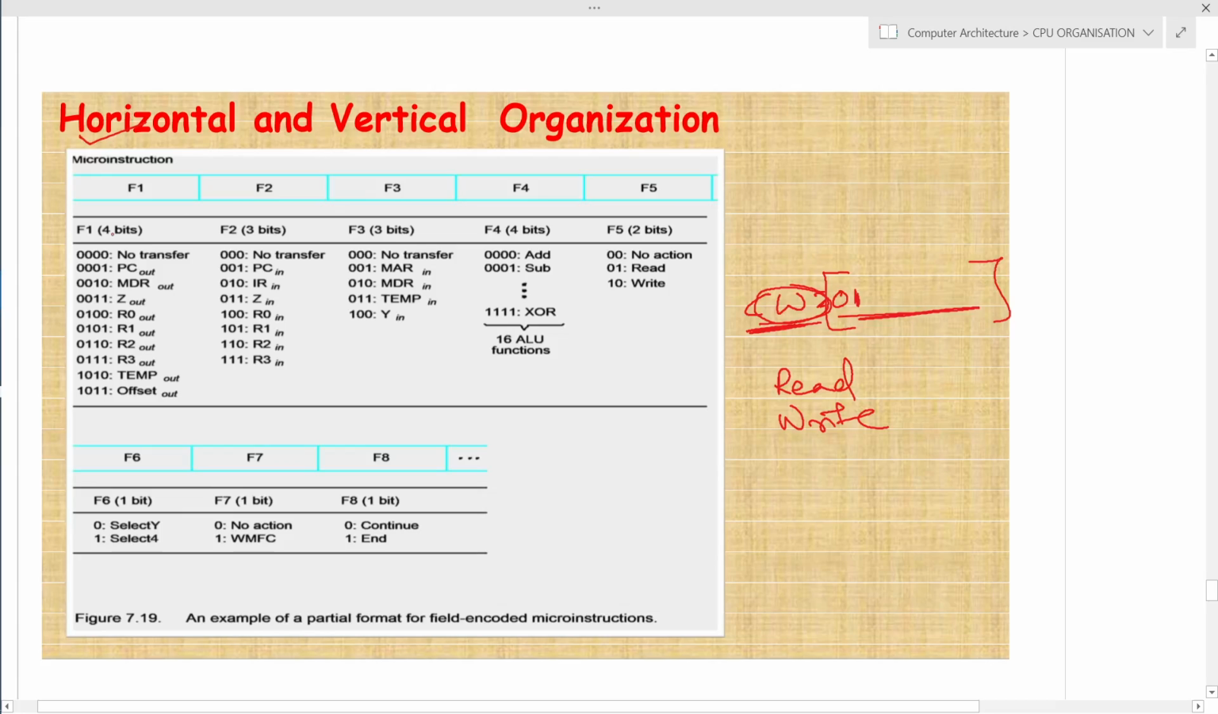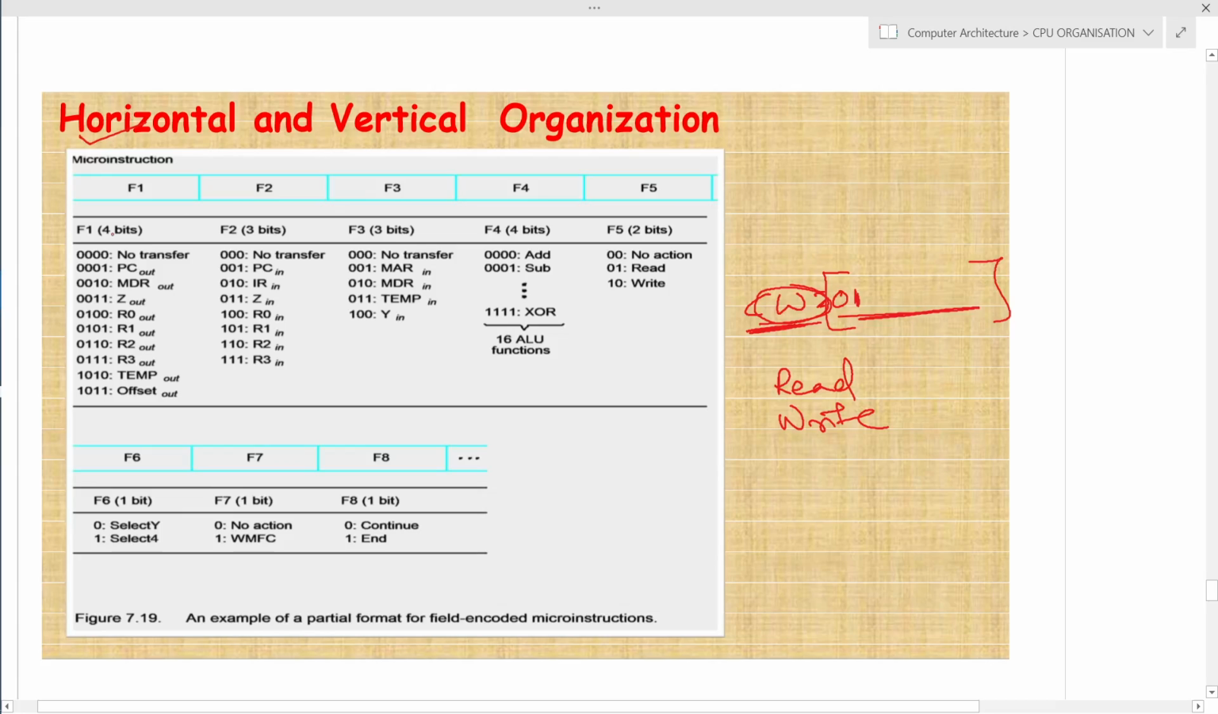Like that, the second group is represented through 3 bits, where 000 is no transfer, 001 is PC in, and 010 is IR in. These are the signals, represented through 3 bits. Then the third group is represented through 3 bits, where 000 is no transfer and 001 is MR in and 010 is MDR out. Like that.